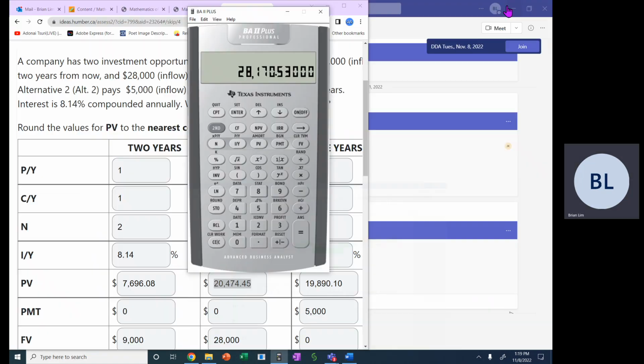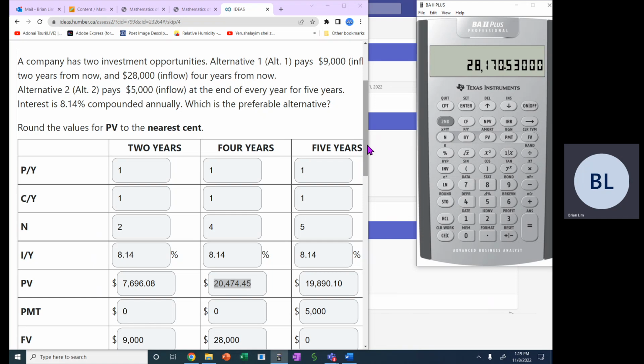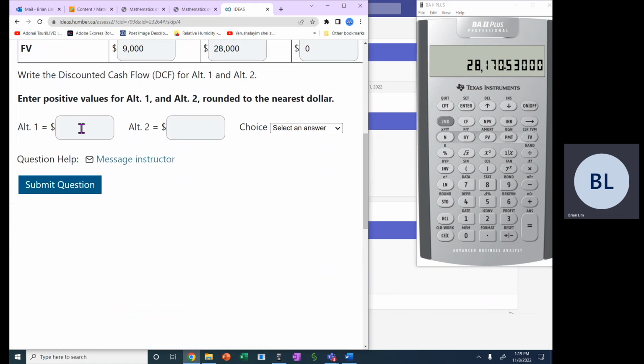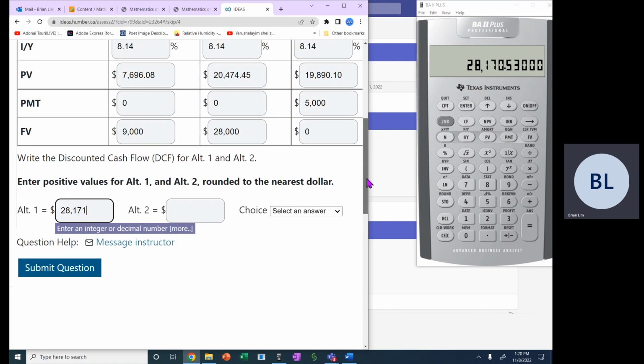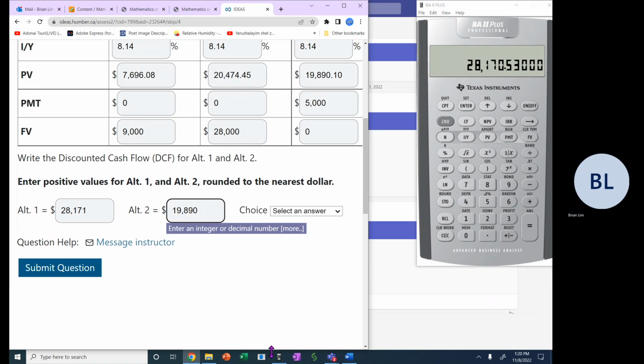All right, so let's minimize that one and then we can put back the calculator over there. And so what is the answer? Well, we better insert it now. $28,171. We wish we could put in the 0.00. Alternative 2. Well, that one is quite straightforward. The number is right here. But we have to round that number, so it'll be $19,890. Correct? Yes.